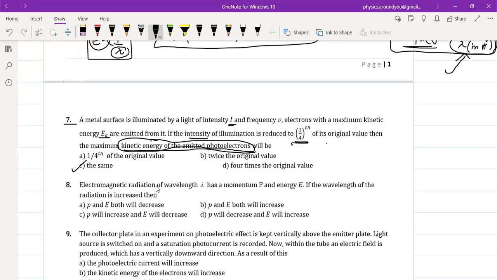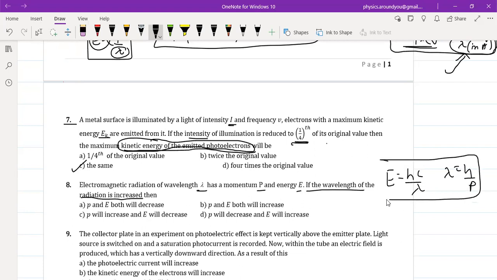Next, there is a light of wavelength lambda, momentum p, and energy E. What would happen if the wavelength of the radiation is increased? Well, we have the following relation for light. E equal to hc by lambda and lambda equal to h by p. Both the equations hold good for light.